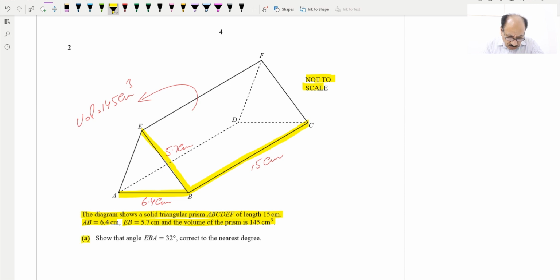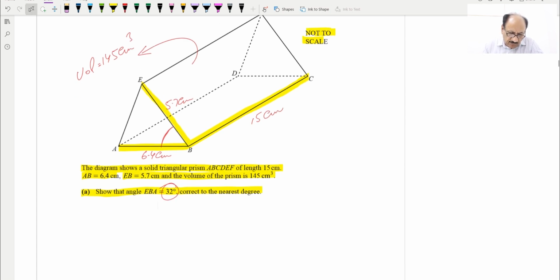A part says show that the angle EBA is equal to 32 degrees correct to the nearest degree. Angle EBA is which one? EBA is this angle, which we need to prove as 32 degrees. So now volume of the prism, we will be using that volume concept, and we know volume of the prism is equal to face area. Face area is a triangular area multiplied by length.